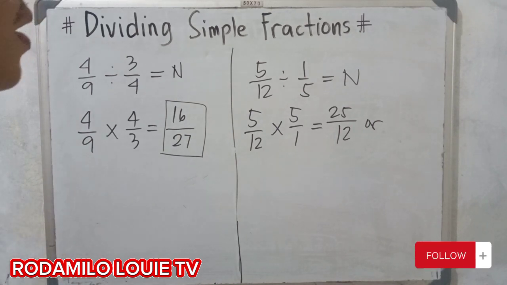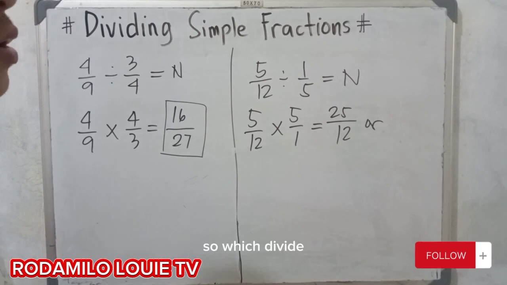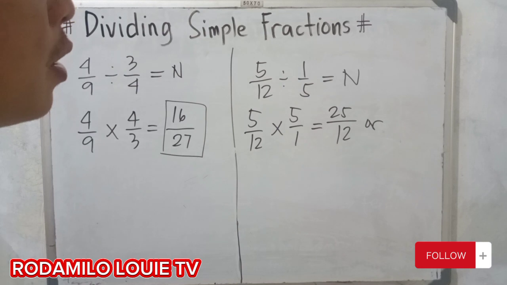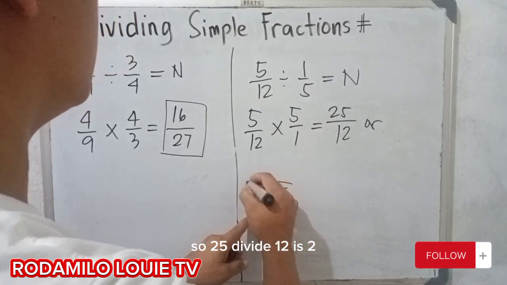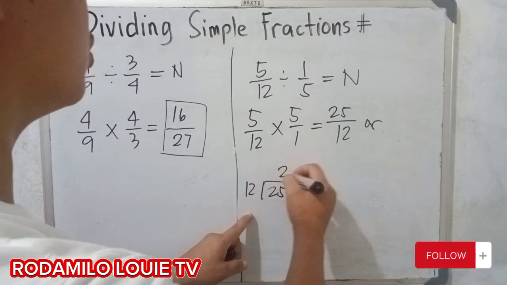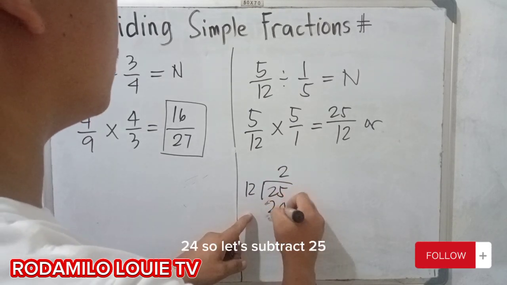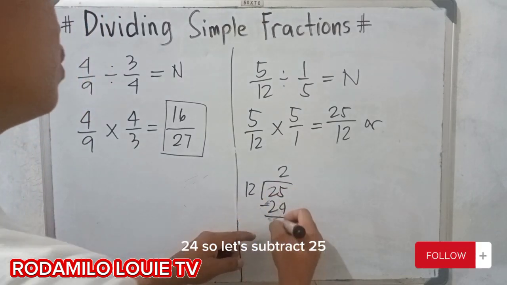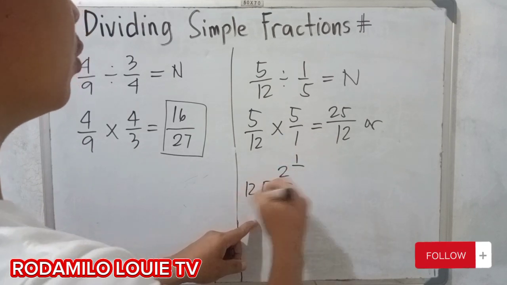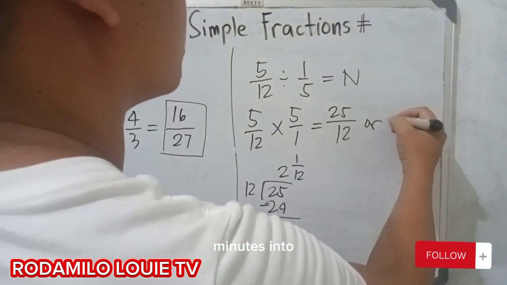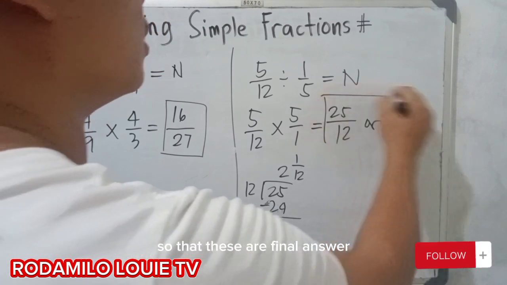So atong rename ang atong answer since improper man. So let's divide sa numerator sa iyang denominator. So 25 divide 12 is 2. So 2 times 12 is 24. So let's subtract 25 minus 24 is 1. So kanang 1 mahimo na numerator, ang 12 is the denominator. So atong answer is 2 and 1 over 12. So that is our final answer.